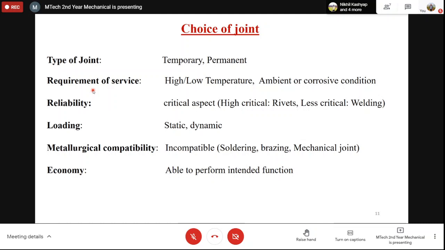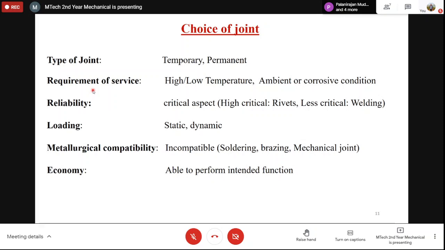Reliability. What is the criticality of the joint? Whether the failure of the joint can cause harm to life, or it will just cause a temporary breakdown. If the criticality is very high, then we'll use mechanical joining like riveting. But if it is less critical, then we can go for welding techniques also.